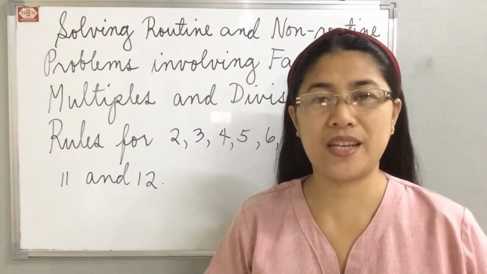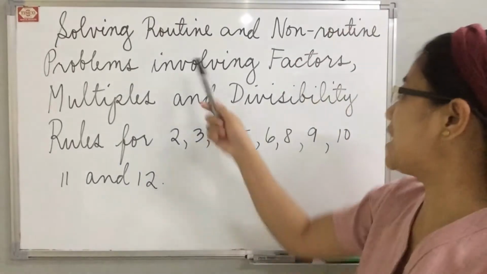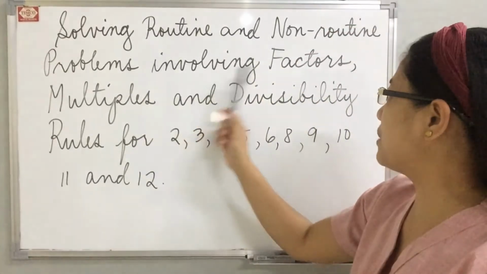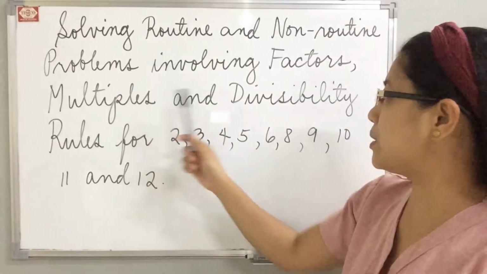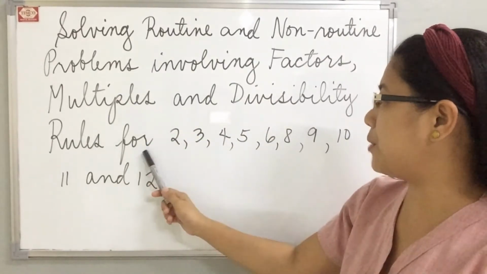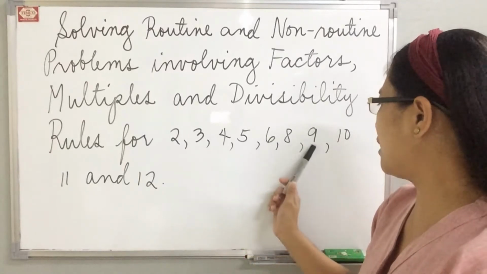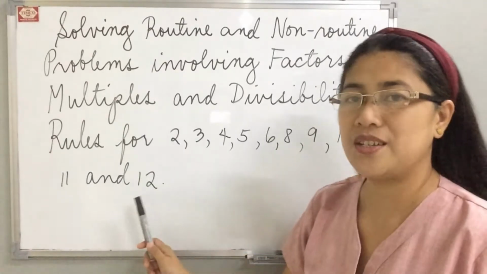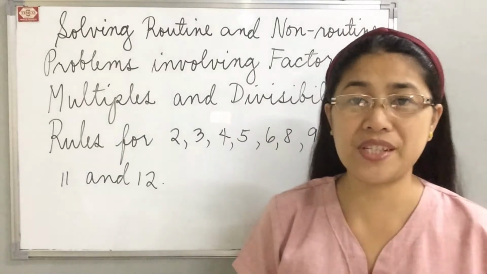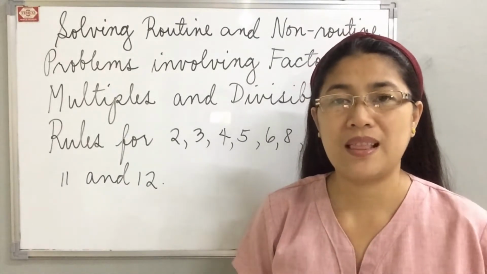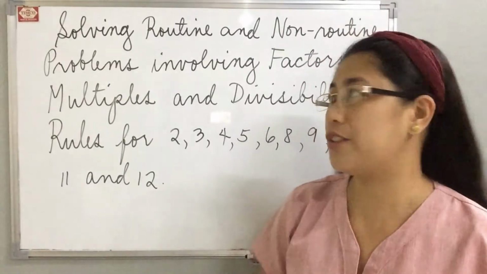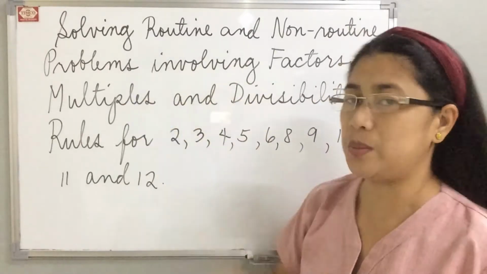Our topic for today is about solving routine and non-routine problems involving factors, multiples, and divisibility rules for numbers 2, 3, 4, 5, 6, 8, 9, 10, 11, and 12. But before we proceed with our first problem, let me tell you the meaning of routine and non-routine problems.